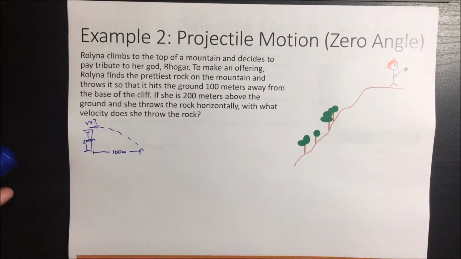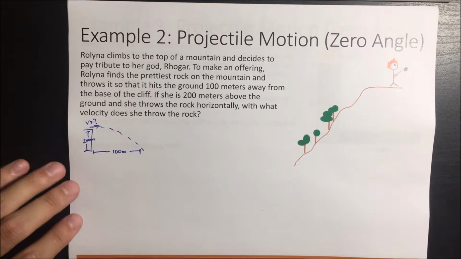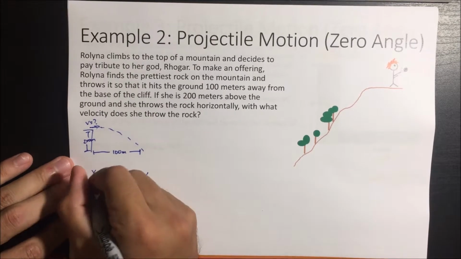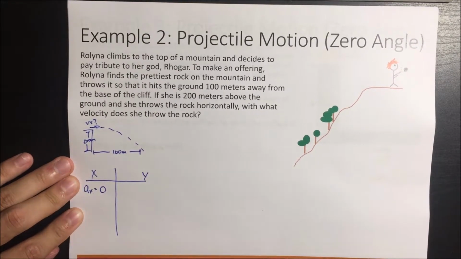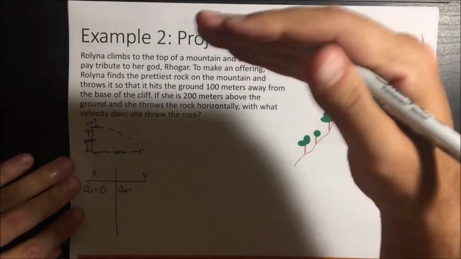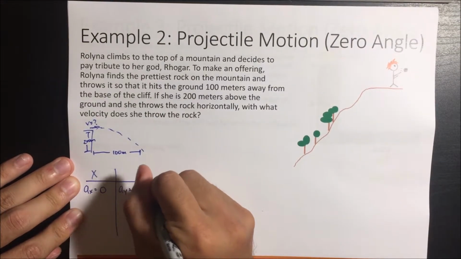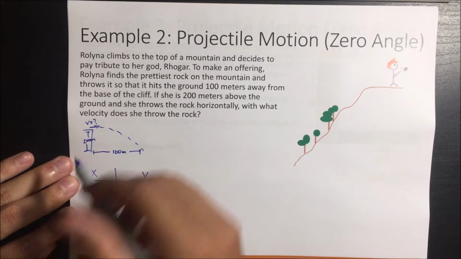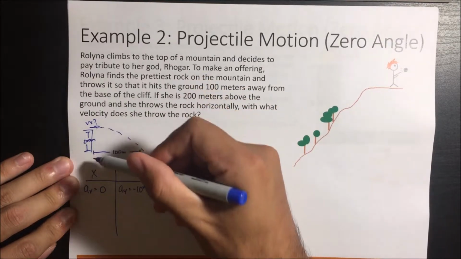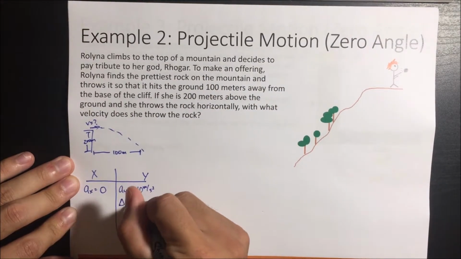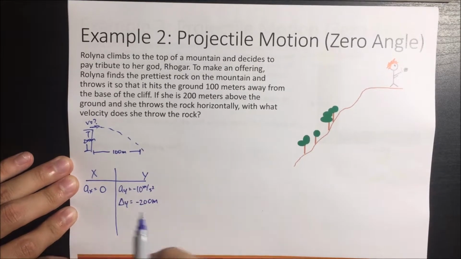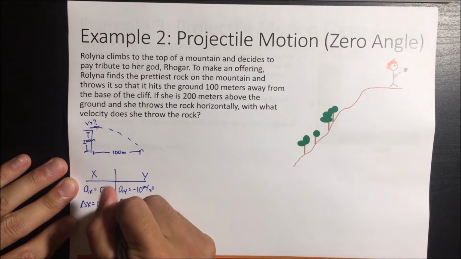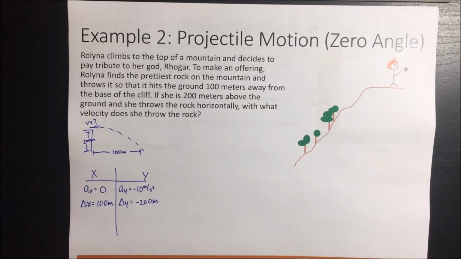Okay. So again, what we want to do is find all our information in the x direction and the y, and we always want to start with acceleration. Acceleration in x is 0, and acceleration in y is going to be gravity pulling it down, negative 10 meters per second squared. No air resistance, so it's just 0. We also know this rock is going to fall 200 meters in the y direction, so displacement in y is equal to negative 200 meters. We know the rock is going to go 100 meters in the x direction. And that seems like all we know.